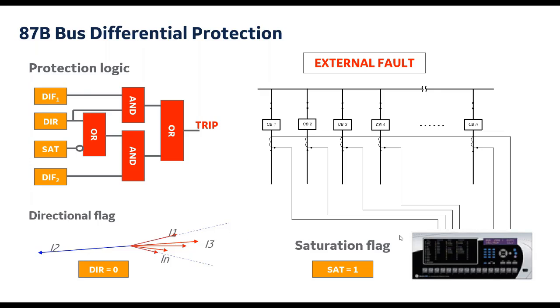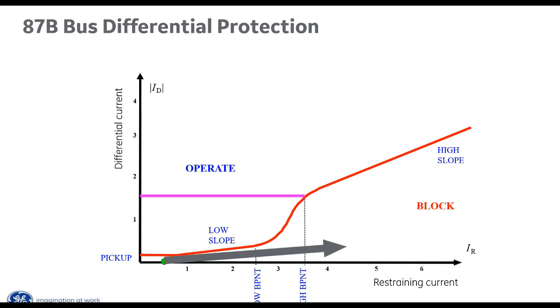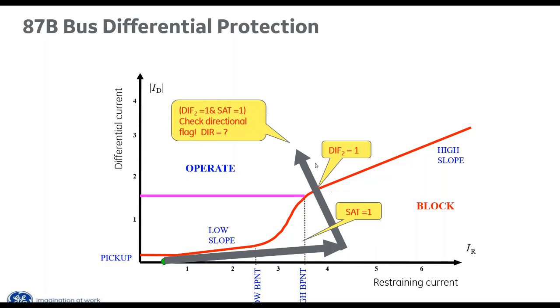And then I'm going to also set a saturation flag. So depending where I am in the region, I'm going to use these two flags. In this case, if I go out here for an external fault with CT saturation, I'm going to set my saturation flag because I've seen that trajectory. Once I've set my saturation flag, I'm going to say, hey, CT saturation is detected. I should also verify that it's in the proper direction before I operate.